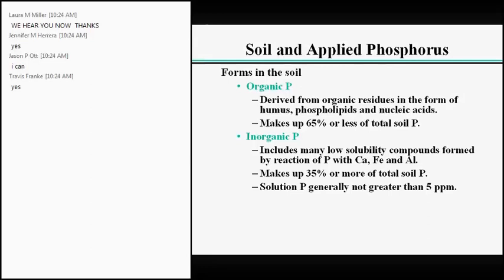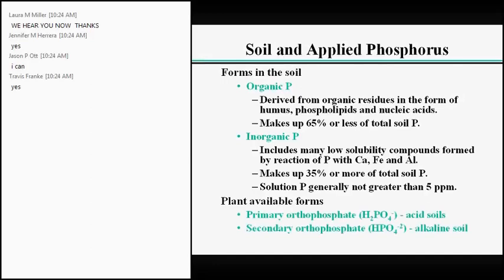The inorganic form, on the other hand, makes up about 35% of the total soil phosphorus. It will mainly be associated with calcium in the more alkaline soils and with iron and aluminum in the more acid soils. And again, the soil solution generally is not going to be more than about 5 parts per million, and it is sufficient for most plant growth if it is maintained at 0.03 parts per million.